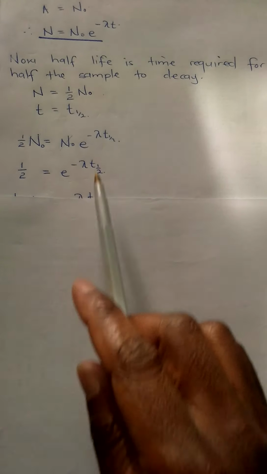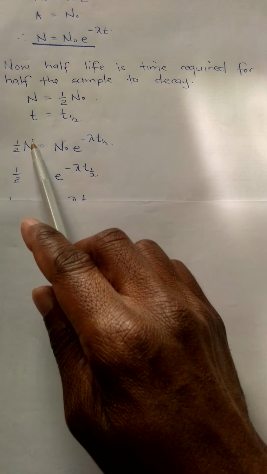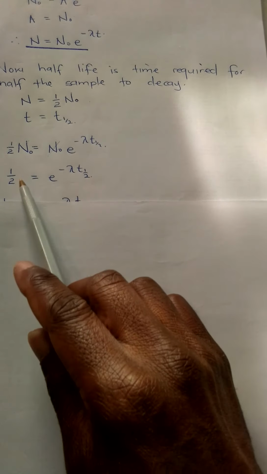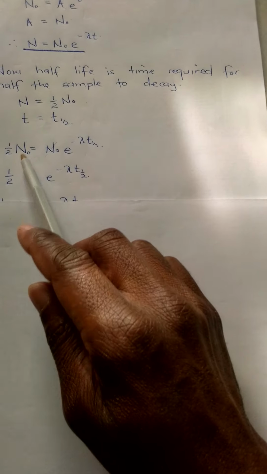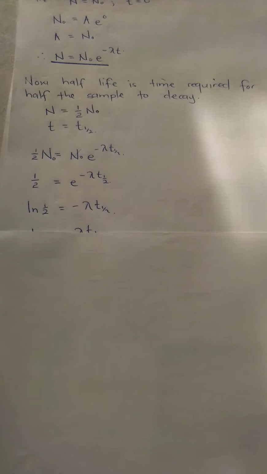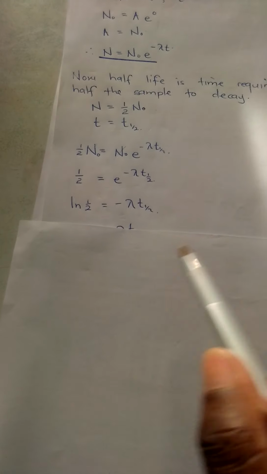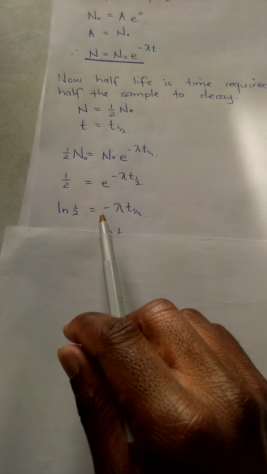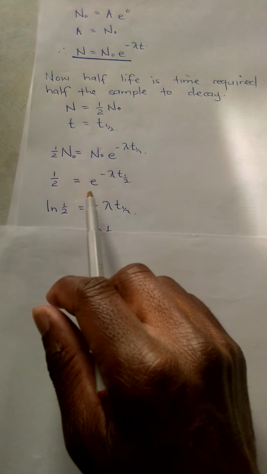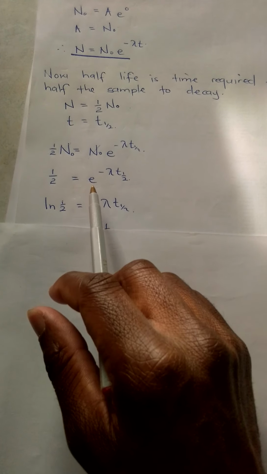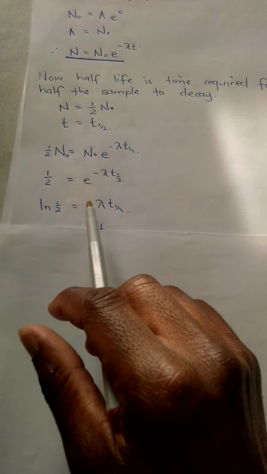Right, you continue there. This is our expression, because this takes away that one, and then we remain with a half, e to the negative lambda t half. It's just the division. You divide both sides by n naught, and the n naught will take away that other one. Taking natural logarithms both sides, we are going to have ln half is equal to minus lambda t half. Remember, natural logarithm of e is actually going to remove that e, so we just have this as its antilog.